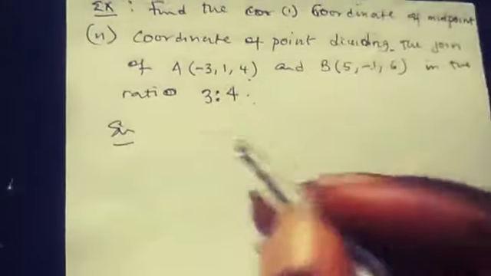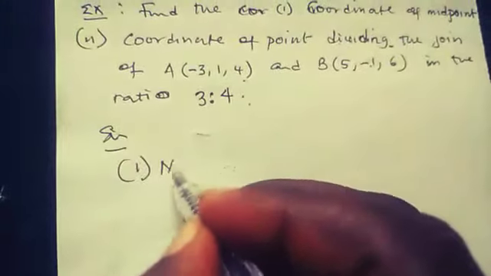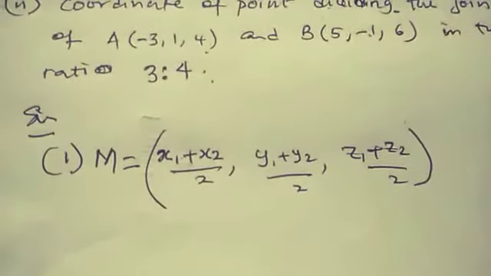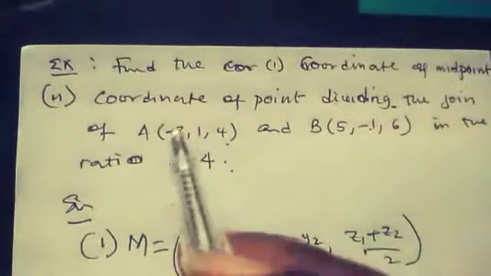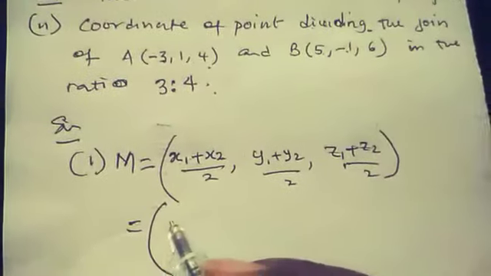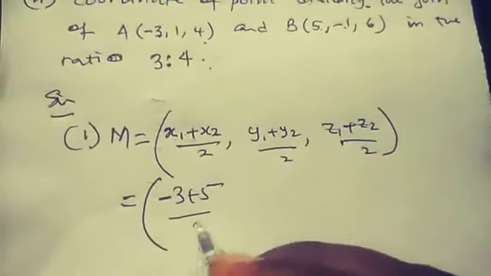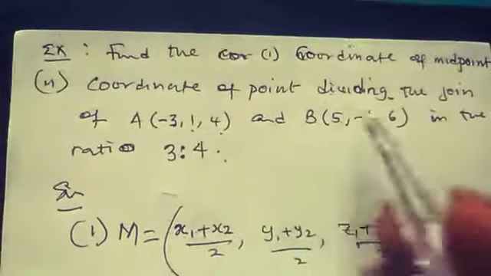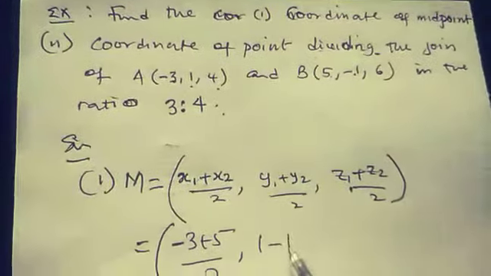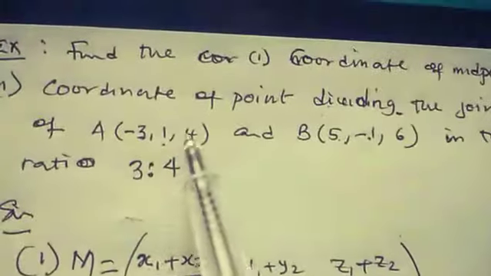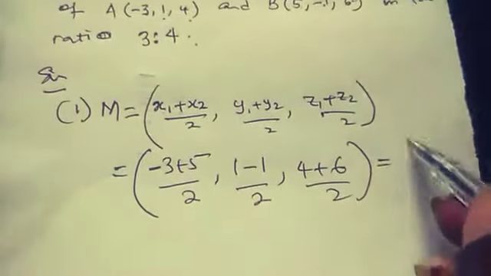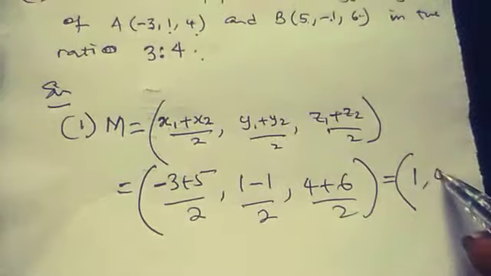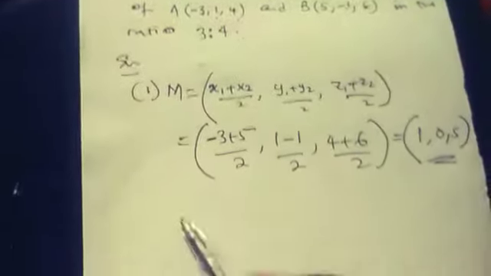So, solution, according to our formula, for the first one, the coordinate of the midpoint is this. We know our S1 and S2. So this is our S1, this is our S2. So this is (-3 + 5) over 2, comma, (y1 + y2) (1 - 1) over 2, comma, (4 + 6) over 2. And that will give me (1, 0, 5). So that is the coordinate of the midpoint of these 2 points.